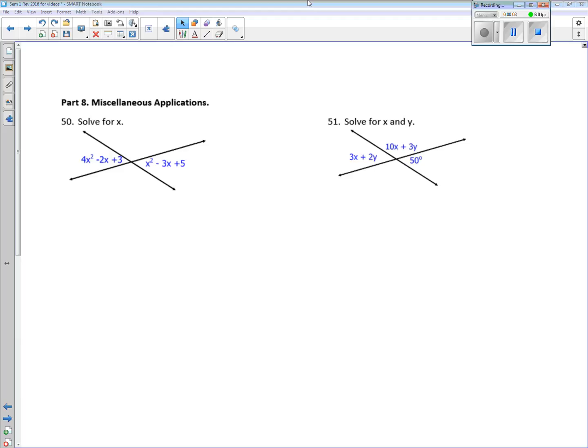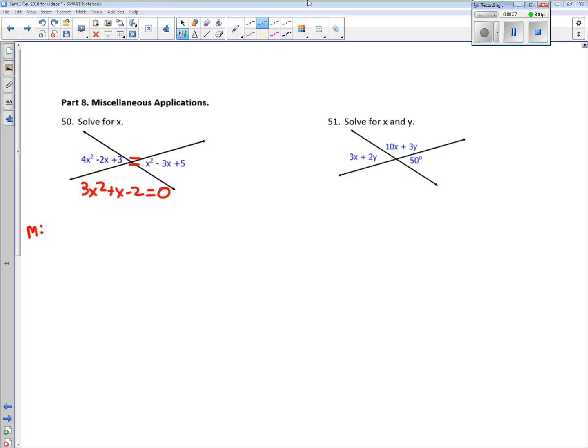For number 50, what we're looking at is vertical angles. So these two angles are equal. This has an x squared and an x, so this is going to be a quadratic, which we need to factor. So I'm going to get everything on one side. Let's subtract x squared. Let's add 3x and subtract 5 to get an equation we have to factor.